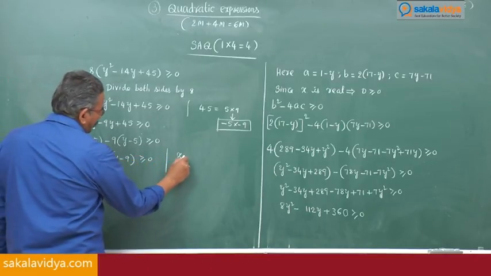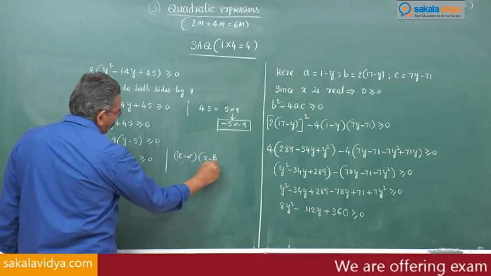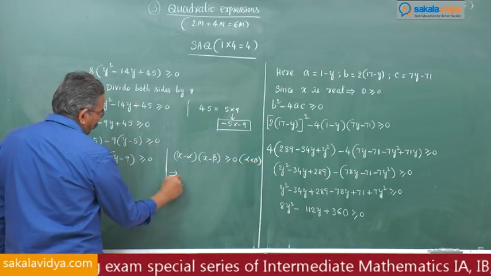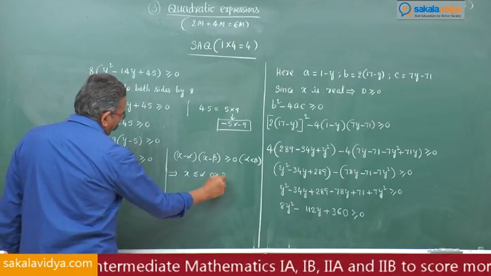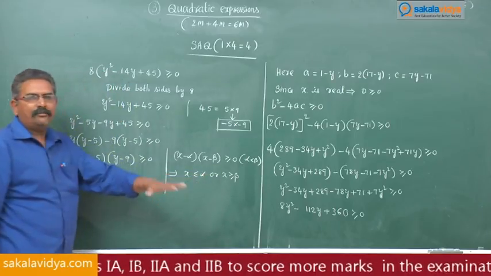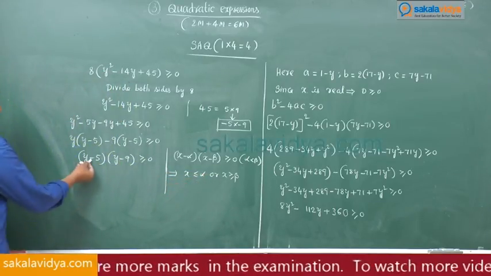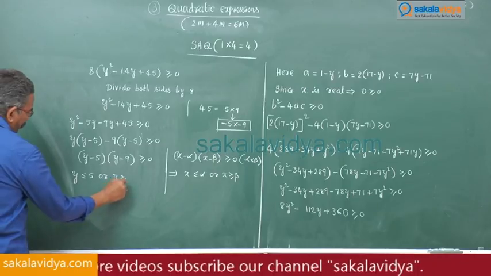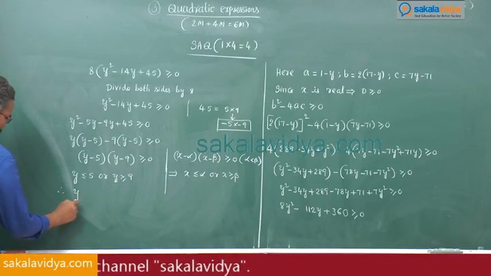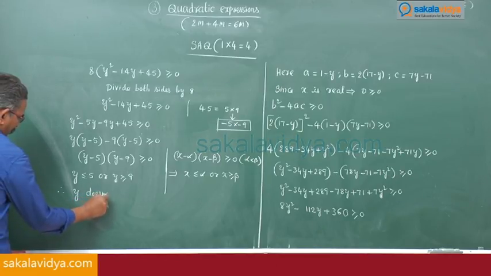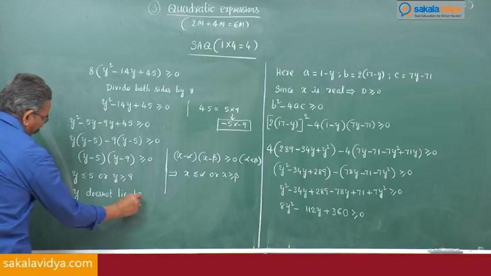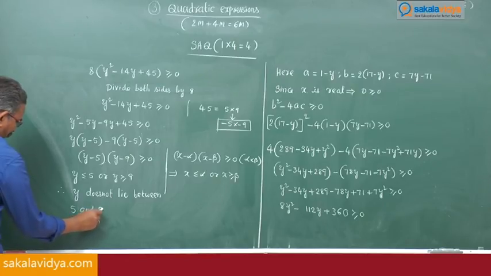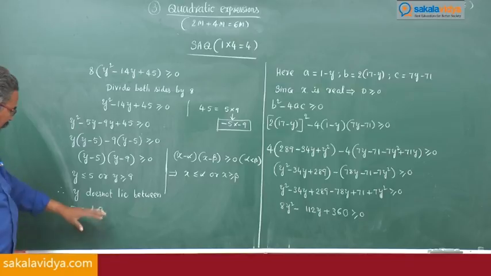We have the formula: (x minus alpha) into (x minus beta) greater than or equal to 0, alpha less than beta. That implies x less than or equal to alpha or x greater than or equal to beta. That means x does not lie between alpha and beta. Similarly, here also we can write y less than or equal to 5 or y greater than or equal to 9. Therefore, y does not lie between 5 and 9. That means the given expression does not lie between 5 and 9.